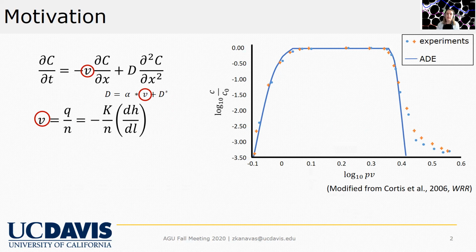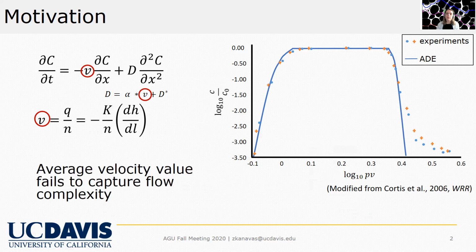The inaccuracy of the ADE predictions comes from this average velocity value, which fails to predict a system's flow complexity and leads to incomplete predictions in early breakthrough and long-tailed concentrations, as shown here. Improving the predictive capability of a transport model requires that the full range of flow heterogeneity be understood and incorporated.